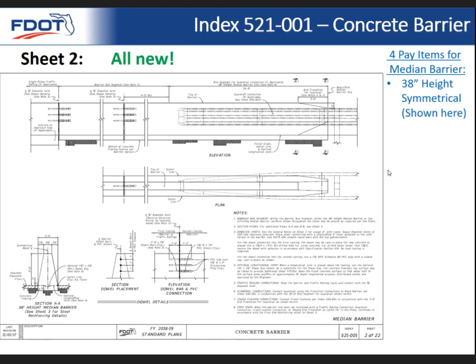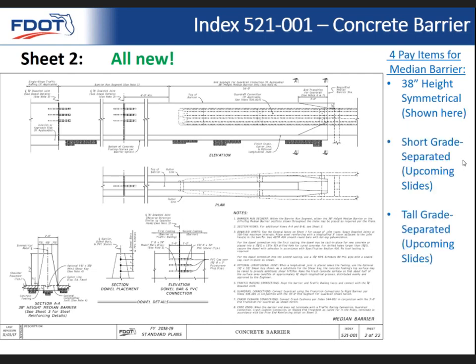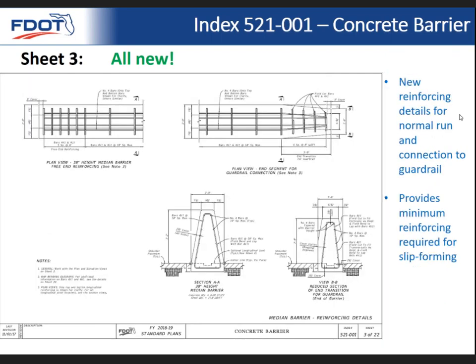And speaking of the options on the upcoming sheets, we now have 4 pay items for median barrier, which the first one is just 38-inch height symmetrical, which is shown here. That's the basic. And then the next type is short grade separated, which is on upcoming slides. And then the tall grade separated, which gets even more complex, add the footing to it. And then the last one is just variable section for sign and pier shielding. And we want to more accurately capture the costs on these per linear foot. So previously, we just had one pay item for all these different types of barriers, and we weren't really getting accurate costs per project. So this will help with that.